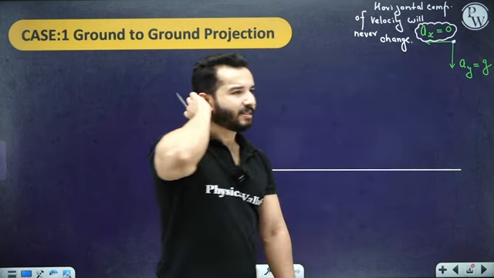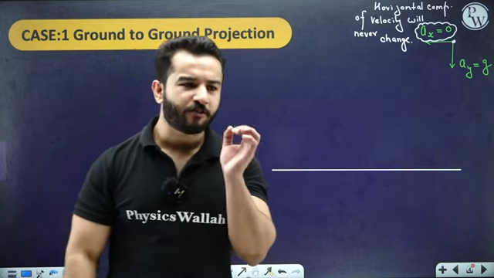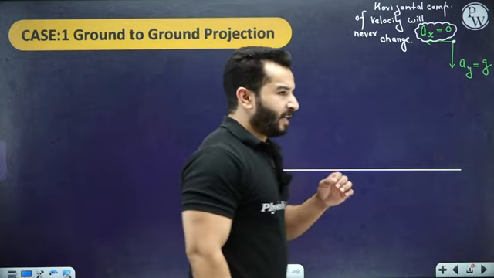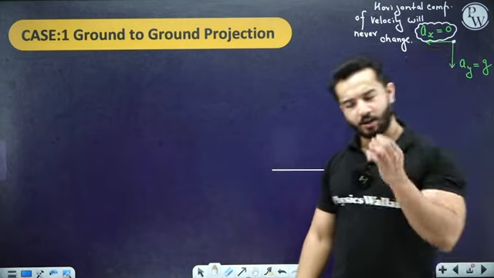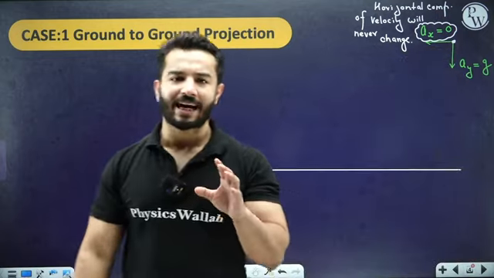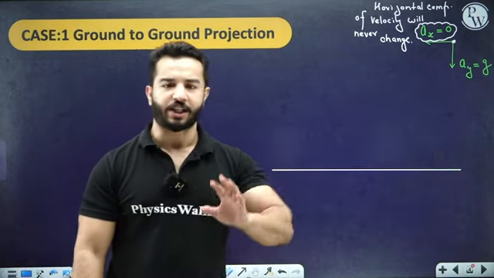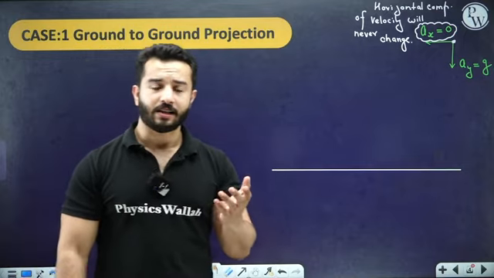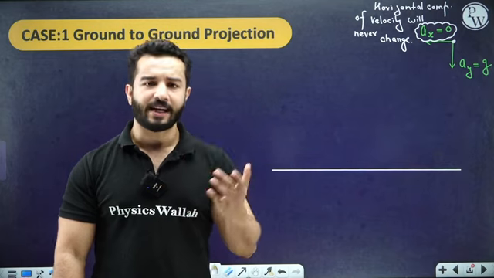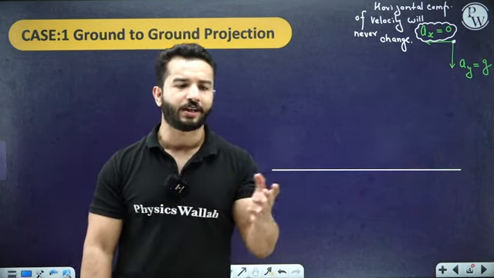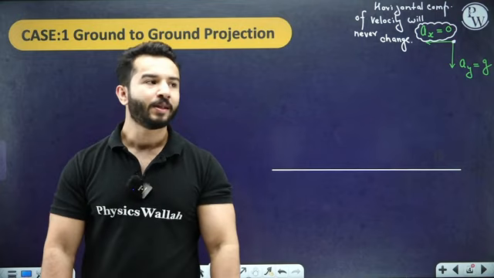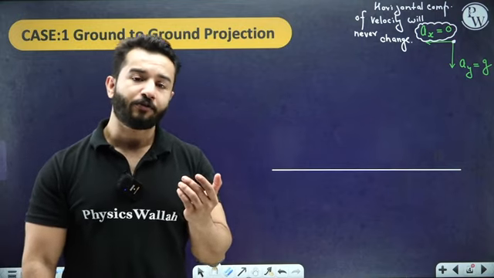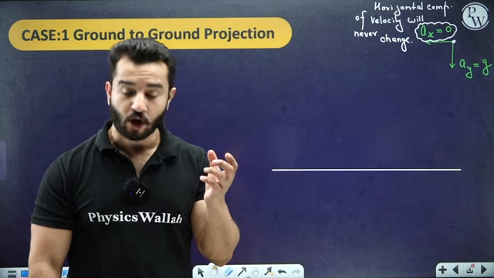Very basic thing, but as soon as we have written that acceleration in the x direction is 0, let's also write that this means the horizontal component will never change. We are going to use these concepts again and again in different questions, cases and concepts, right?